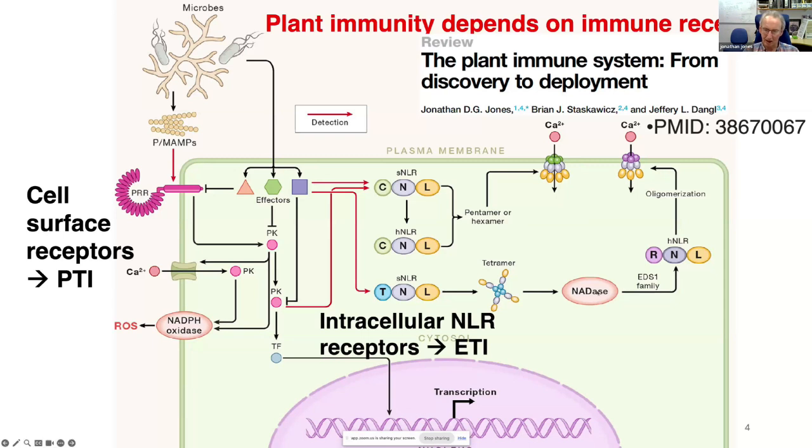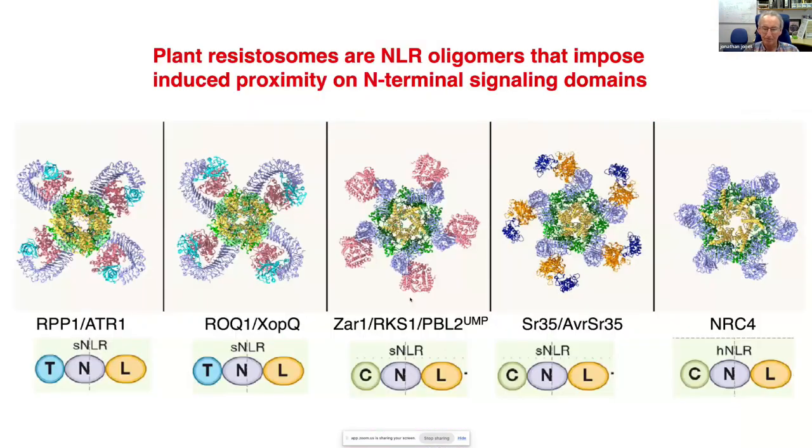So intracellular NLR immune receptors activate what's called effector-triggered immunity in the jargon. In a way, a better classification would be surface receptor-mediated immunity and intracellular receptor-mediated immunity, SERMI and ERMI, but we don't need to create yet another acronym. So let's stick with PTI and ETI, because those are the ones that are normally used.